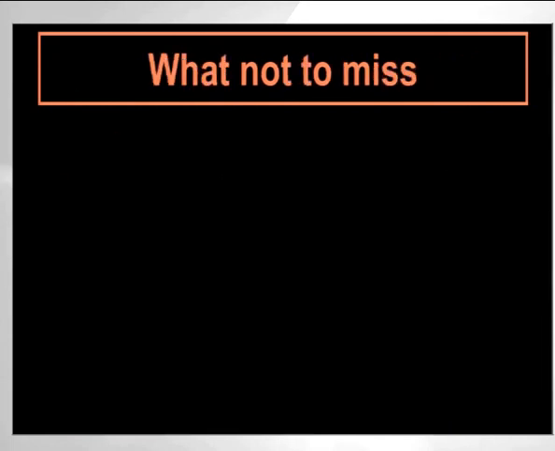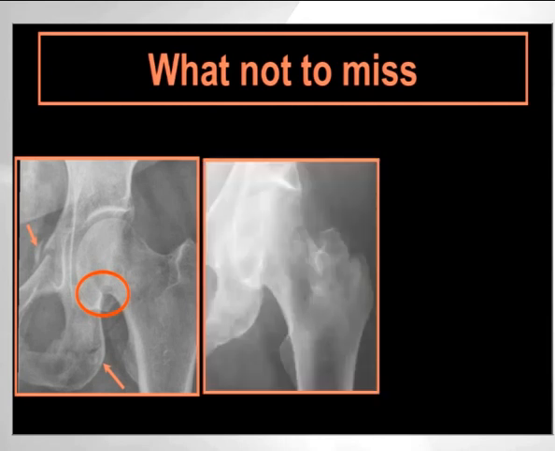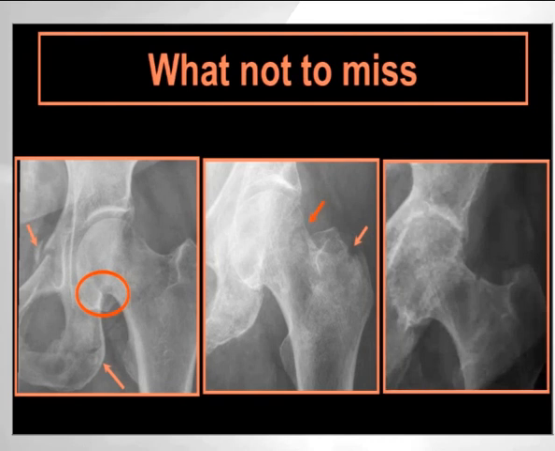Now, what not to miss? Here is a case where we have superior and inferior pubic rami fractures, but an impacted fracture in varus impaction was missed. This is another case where a greater trochanter fracture was called, but unfortunately a subcapital femoral neck fracture was missed. This is another case where a soft tissue fold was mistaken, and the fracture was mistaken just as a soft tissue fold.